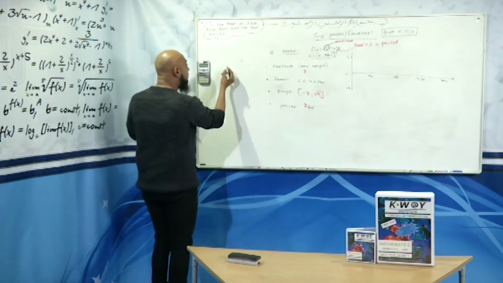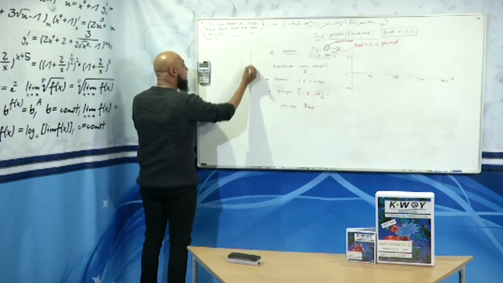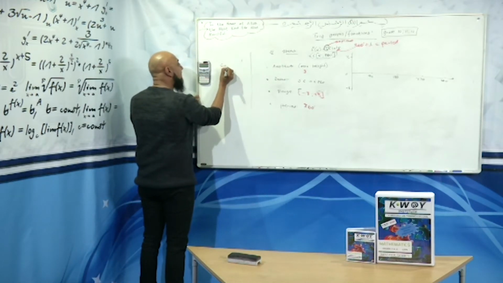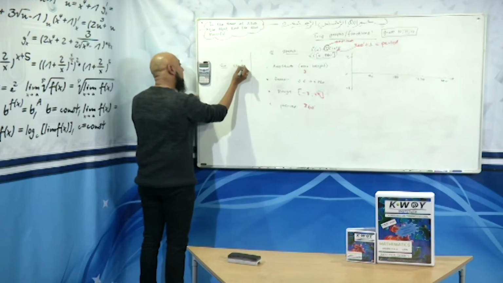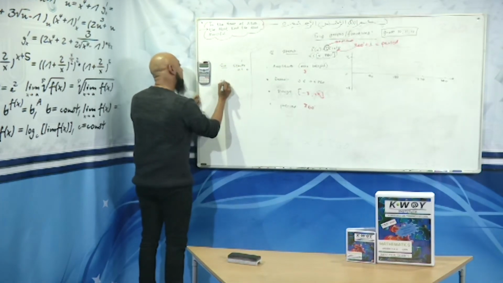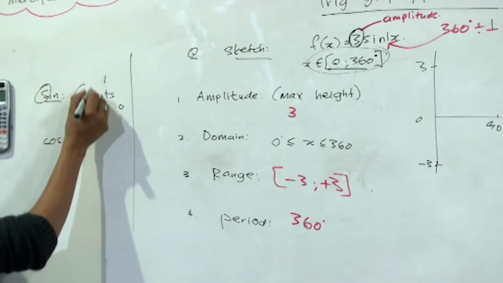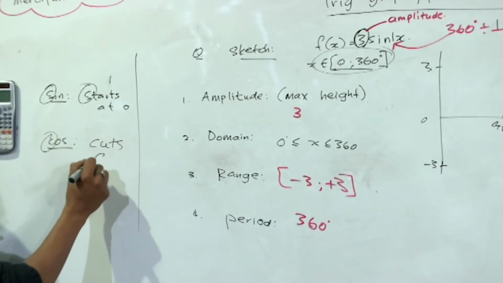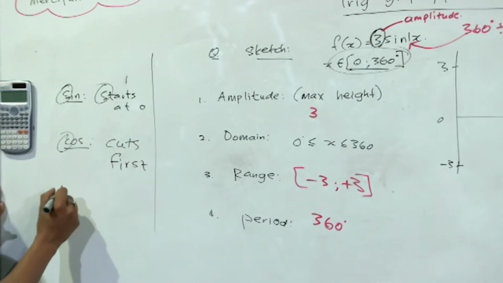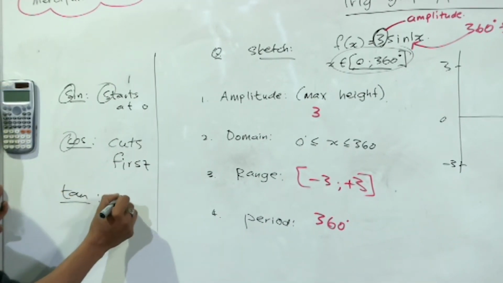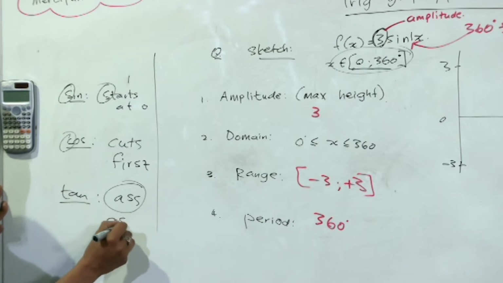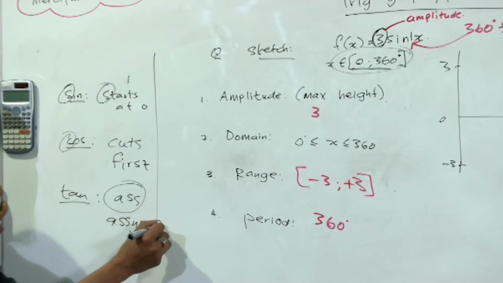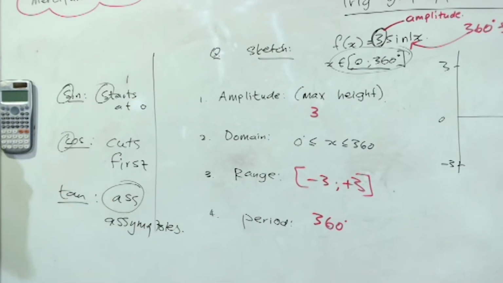So let's just put it down here on the side just to show you the sine graph. S from the sine will help you to remember it starts at 0. C from the cos shows you that the graph cuts first. And then we said tan. Tan graph has got asymptotes. Stop laughing. Right. Here goes.